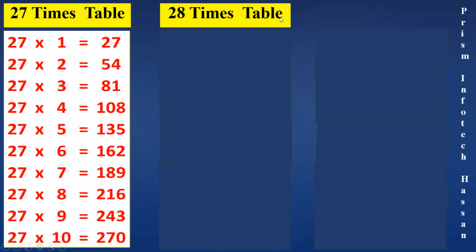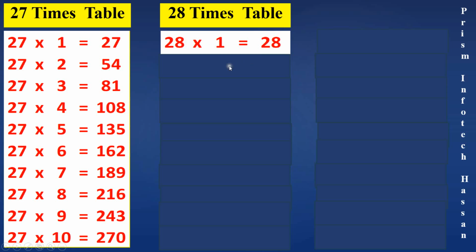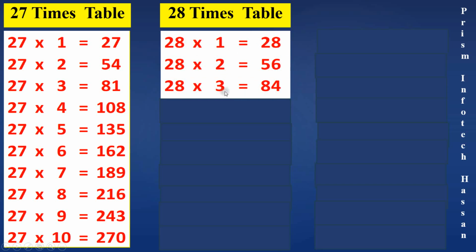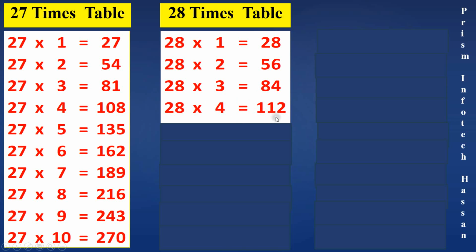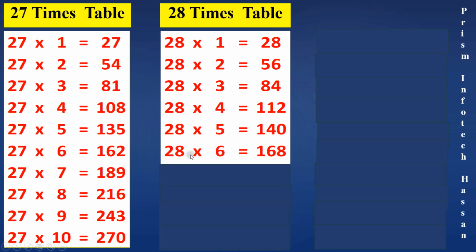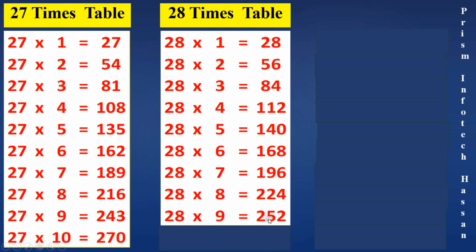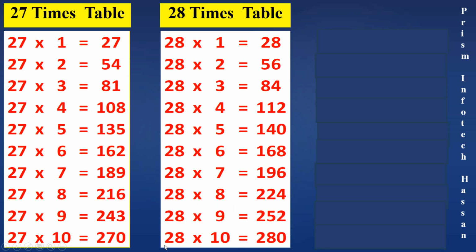28 times table. 28 times 1 is 28. 28 times 2s are 56. 28 times 3s are 84. 28 times 4s are 112. 28 times 5s are 140. 28 times 6 are 168. 28 times 7s are 196. 28 times 8s are 224. 28 times 9s are 252. 28 times 10s are 280.